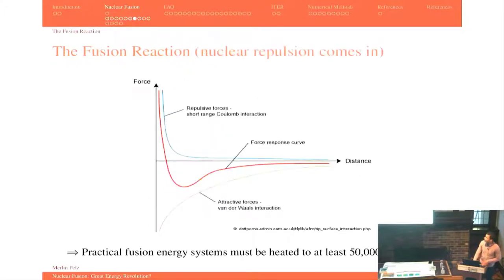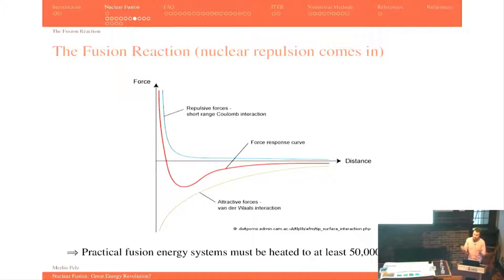Okay, then for the fusion reaction, I was debating a bit whether I should put this picture inside the presentation, because the crux is actually not drawn in. It's happening very close to the y-axis, the force axis, but you already see two of the main forces interacting with each other: the van der Waals forces, which are attracting forces of nuclei, and repulsive forces like the Coulomb interaction.